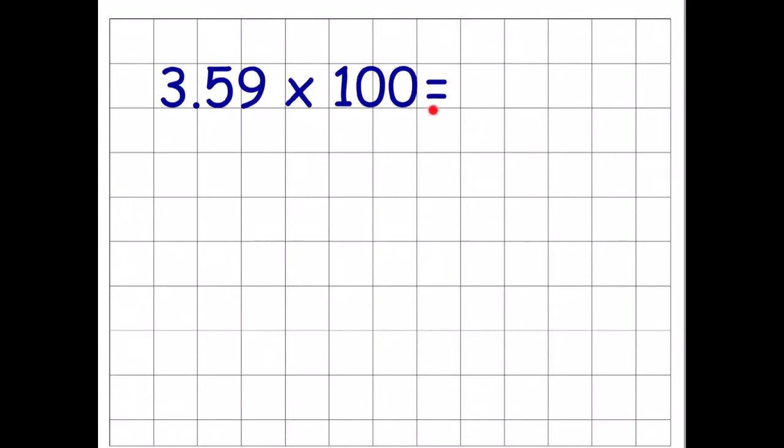3.59 times 100. As always, with multiplication, we're moving our decimal point to the right, and it's going to move twice because there's 2 zeros. One movement, 2 movements. So my new answer is 359.000, which is just 359.